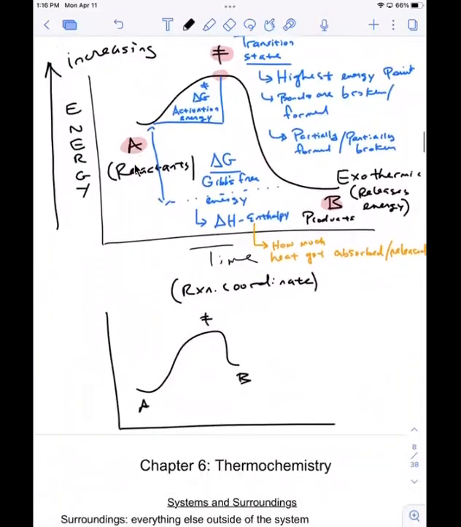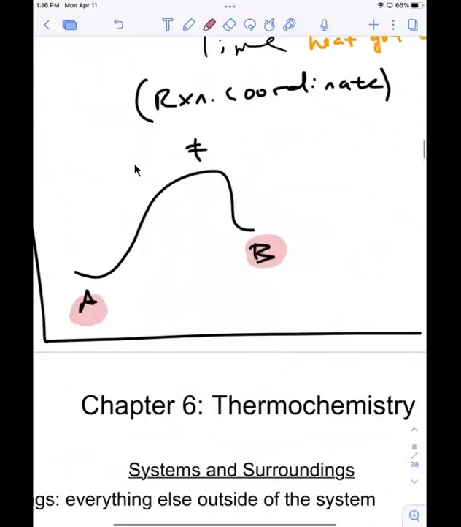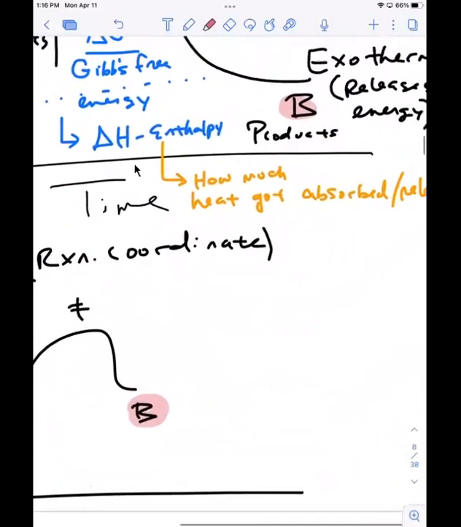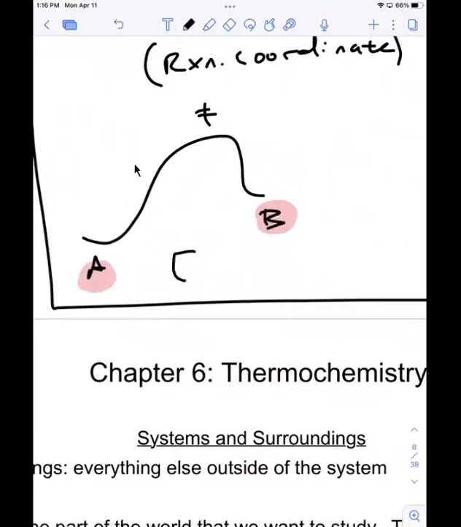The other curve we'll talk about in a little bit. But that curve is representative of, you can see here, the reactant energy is lower than the product energy. In this case, if energy is increasing in that direction, right? And so this is what we call an endothermic reaction.